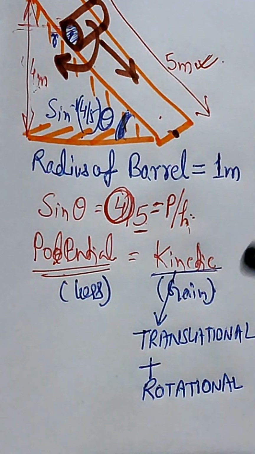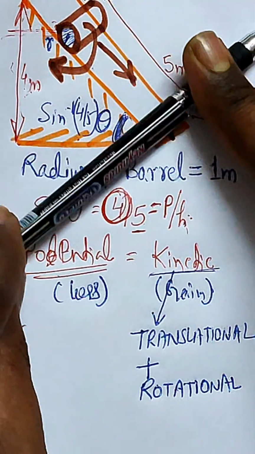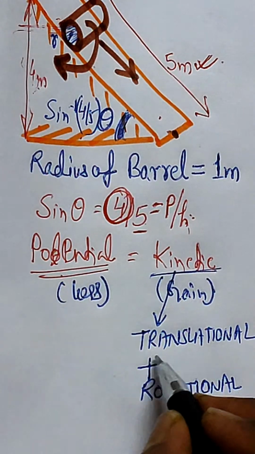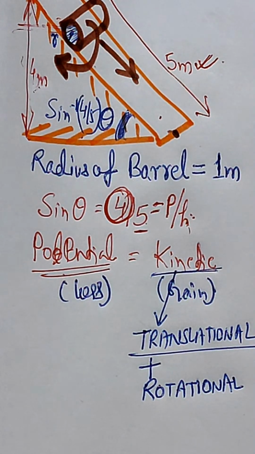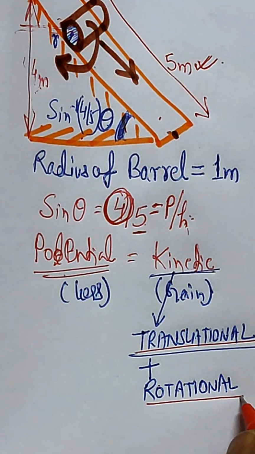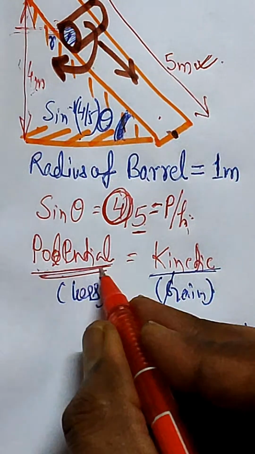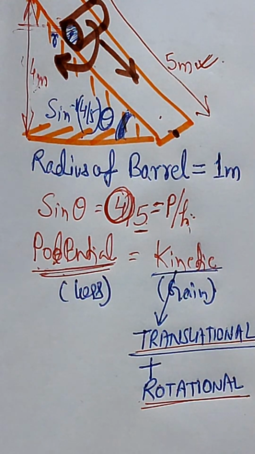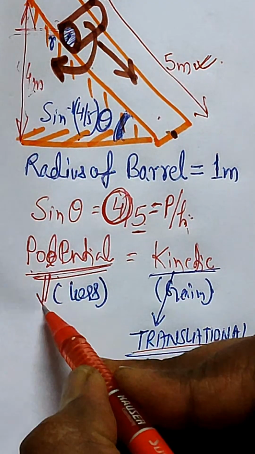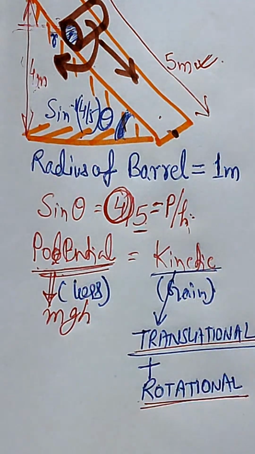Because this cylinder is coming with a roll down this inclined plane, that's why two components of kinetic energy will be there. One is translational and one is rotational. And the value of potential energy is how much? It's mgh, right? So the potential energy will be equal to mgh.